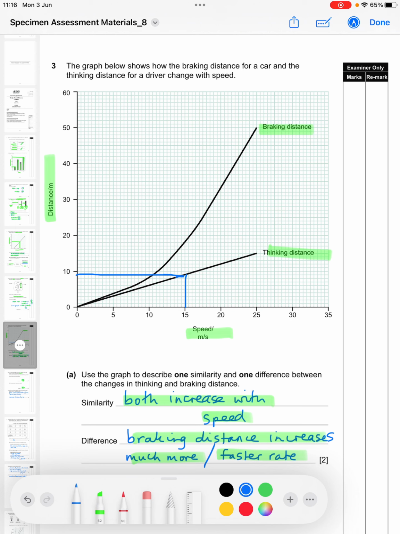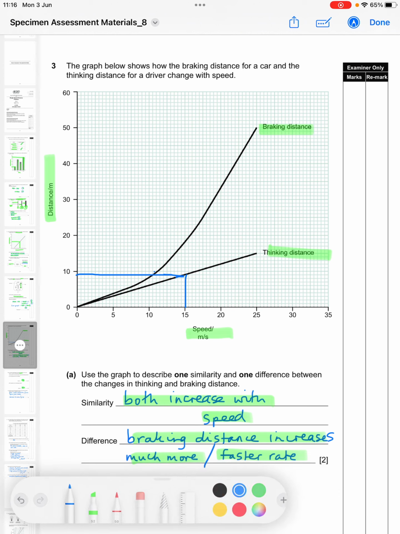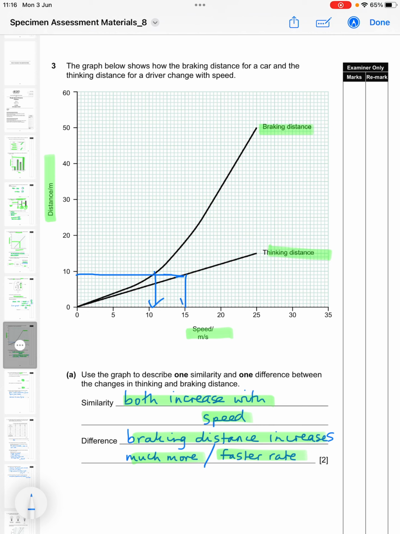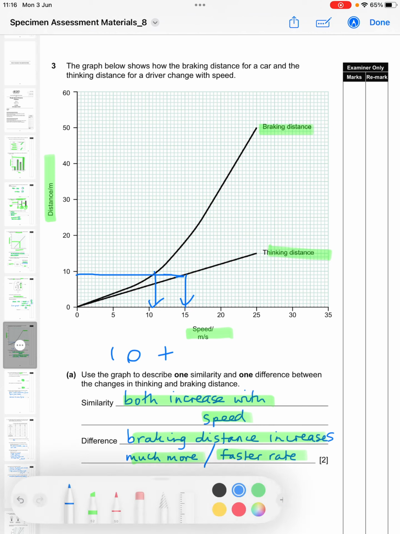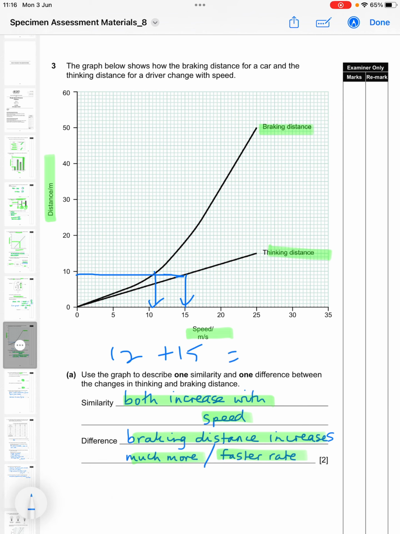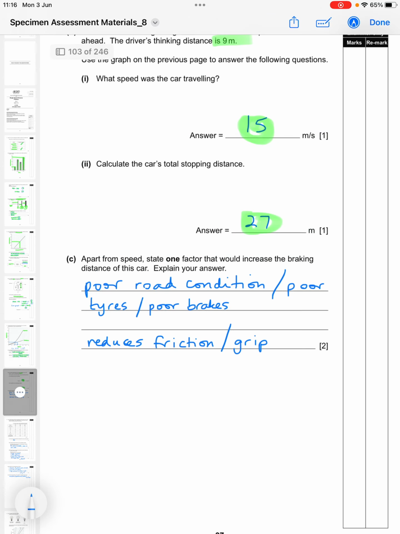So we get there by then looking at the braking distance as well, which comes in at 12. So 12 and 15 is 27.